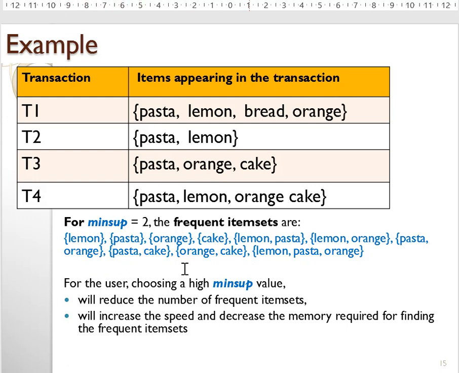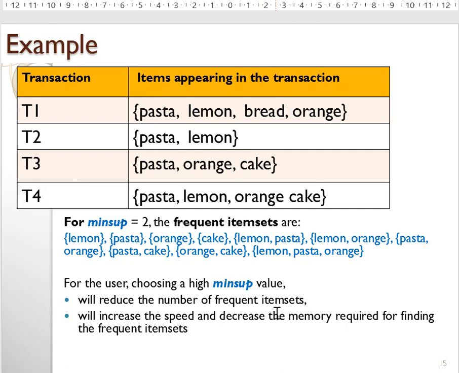Let's look at some others. Lemon, pasta, orange: 1 time. Lemon, pasta, orange: 2 times. So it appears twice. It has a support of at least 2. So it is a frequent item set. So having a database, we set the parameter, the minimum support, and we want to find all the frequent item sets in this database. So this is the solution I show here, the result that we want to find.